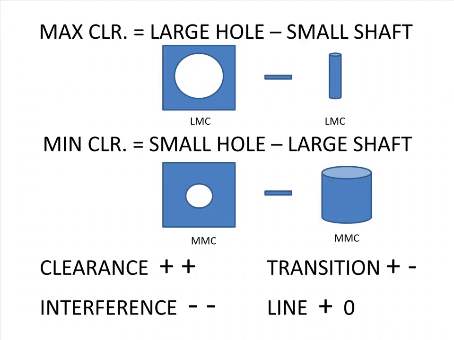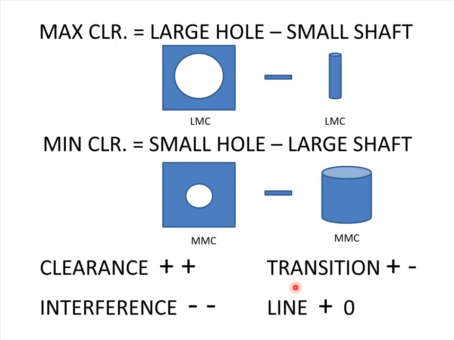Next slide. So let's take a look at clearance once again. The clearance relationship is when you take the large hole minus the small shaft and you end up with a positive clearance. And your minimum clearance, you take the small hole minus the large shaft and you also end up with a positive. So clearance guarantees there's always space between the shaft and the hole, and you'll know because you'll get two positives. Positive for your max, positive for your minimum clearance.